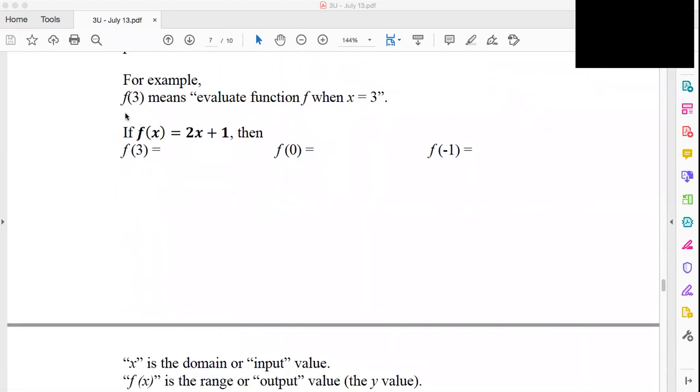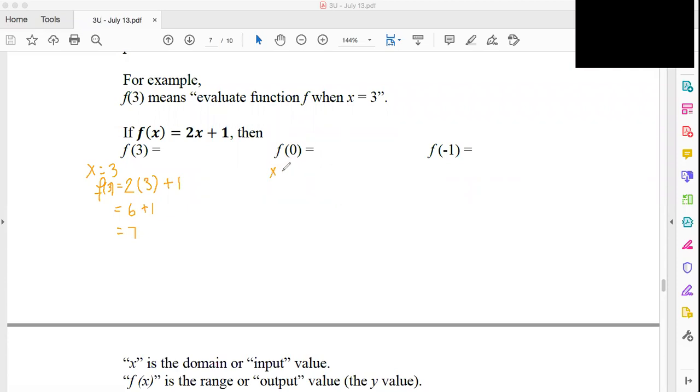Okay, so for example, f of 3 means evaluate the function when x is equal to 3. So it just tells us when we should set x to a number, in other words. So if f of x equals 2x plus 1, what is f of 3? That just means that we're putting x equal to 3 in our equation. So we go to our equation where there's an x. We state it as f of 3 is equal to 2 times 3 plus 1. So 2 times 3 is 6, plus 1 is 7.